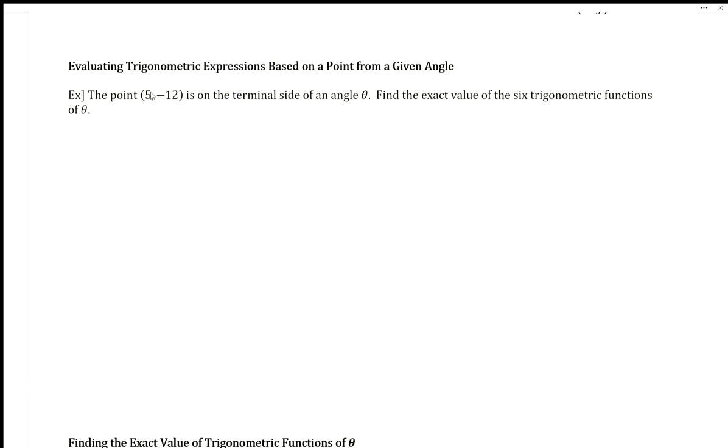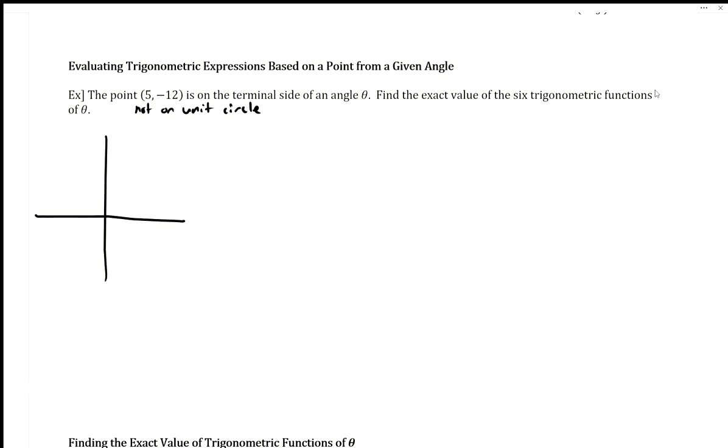Okay, so if we have a random point, it says the point (5, -12) is on the terminal side of an angle theta. Find the exact value of the 6 trigonometric functions of theta. All right, so notice this is not on the unit circle. That actual point, that's okay. We would still sketch it.